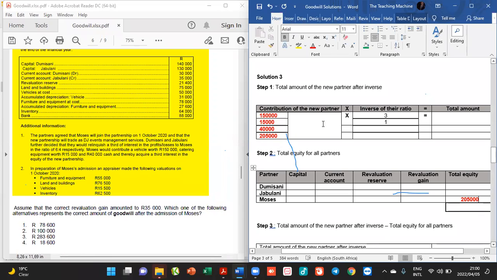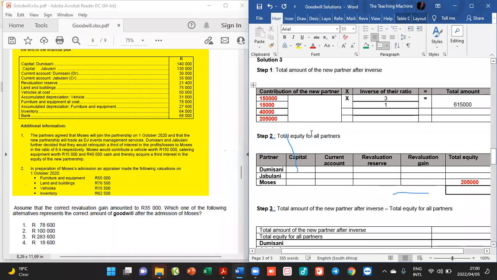Now, what is the total amount? 205 multiplied by 3 over 1. That is 615,000. Yes. Okay, we are done with step number 1. Step number 2, the total equity for all partners.